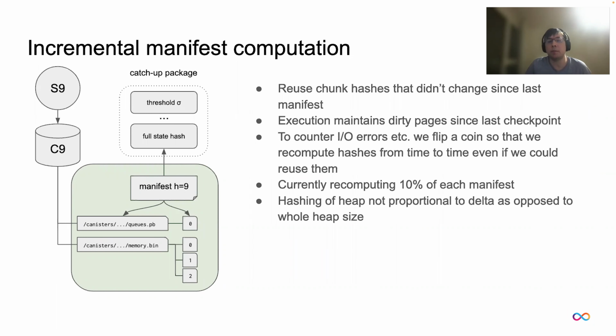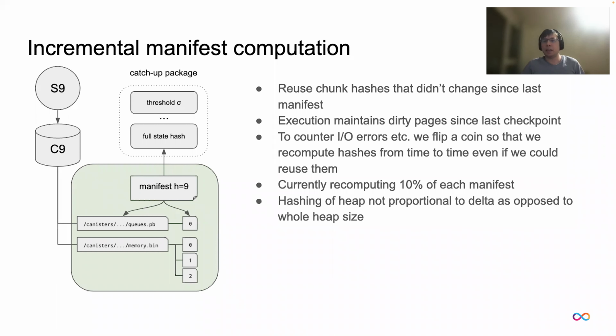The next improvement to the manifest computation is a bit more involved conceptually. We create checkpoints and compute manifests every 500 blocks, so that happens every 8 minutes or so. Now, just as we discussed earlier, for state sync, in an 8-minute window not that much of a checkpoint would have changed. So it is a bit of a waste to recompute the hash of a chunk multiple times, even if it doesn't change. So the idea here was to not do that.